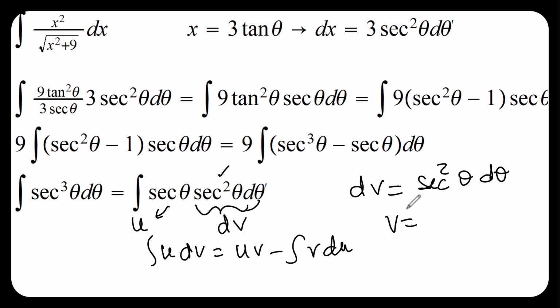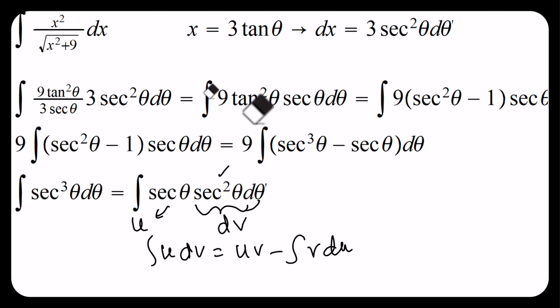So v will be how much? The antiderivative here, and that will simply be tangent of theta, because the antiderivative of secant square theta is tangent of theta. So what we get here is this. First let me make some room over here, okay? And then what we have, if we go in this manner, is right here.